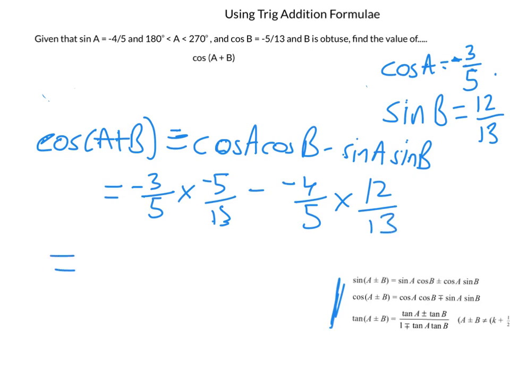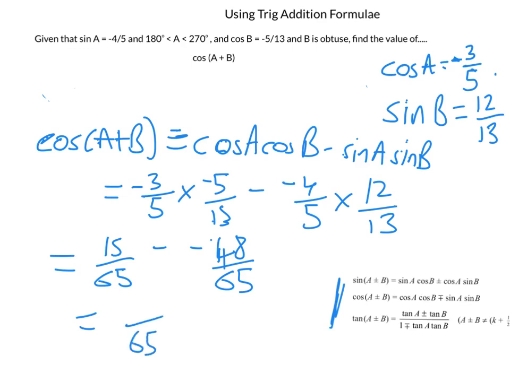So negative 3 times negative 5, I've got 15/65. Take away negative 48/65. Good bit of arithmetic here. So 15, add 48 now. Take away a negative. Just be careful with negatives. Even at A level, I see lots of errors with this. We've got 63/65.